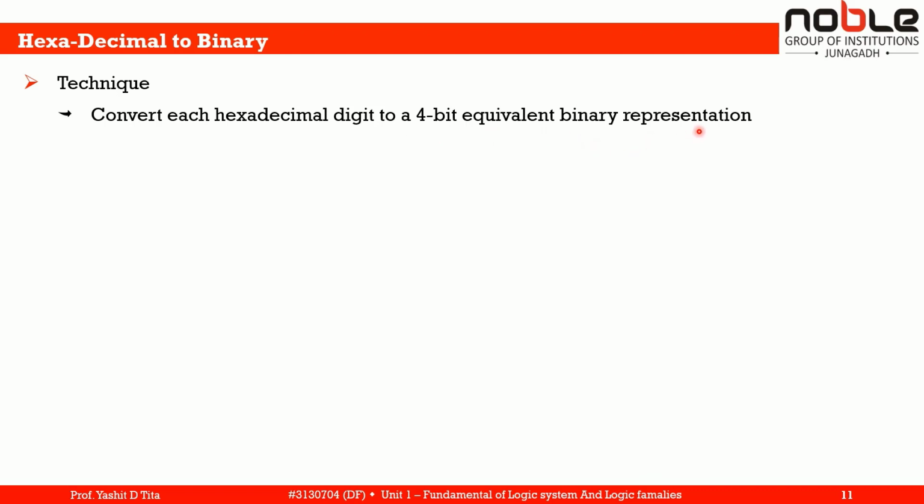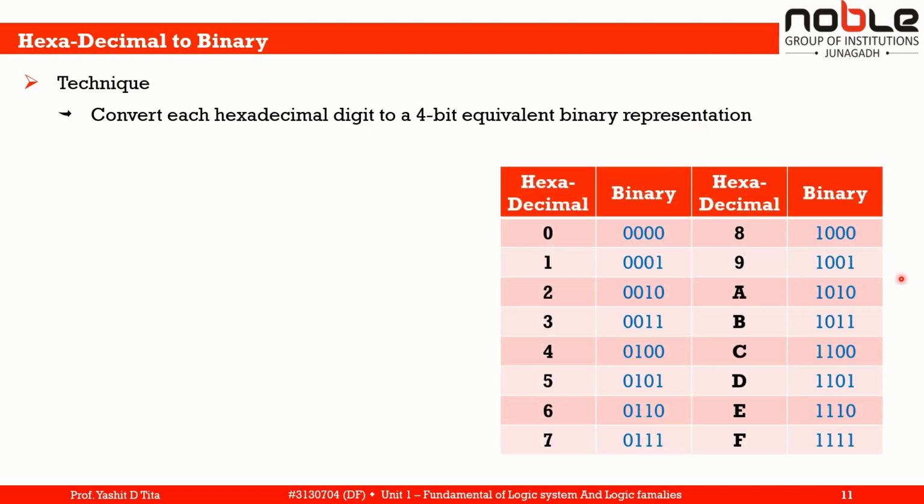To understand this concept, we must understand one table, which is shown in this display. There are two columns: one for the hexadecimal number and the second for the equivalent binary number. To remember this table, there is a technique. Remember the weight of these digits. For binary representation, we have 4 bits for each hexadecimal number.